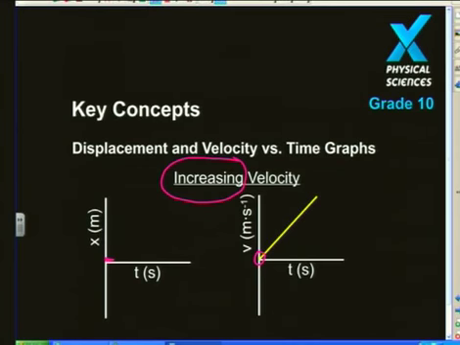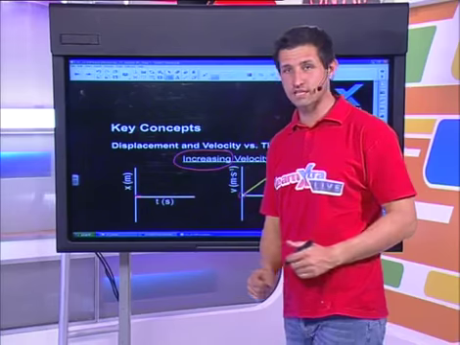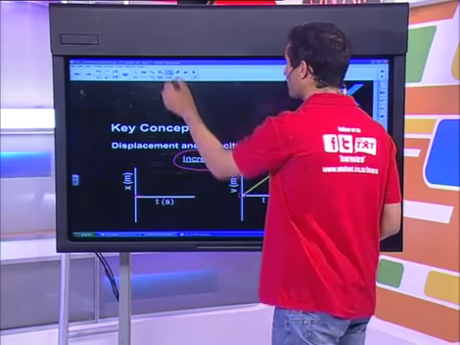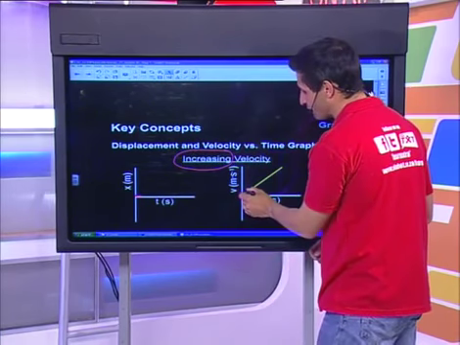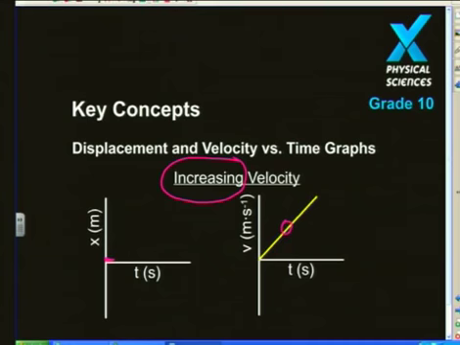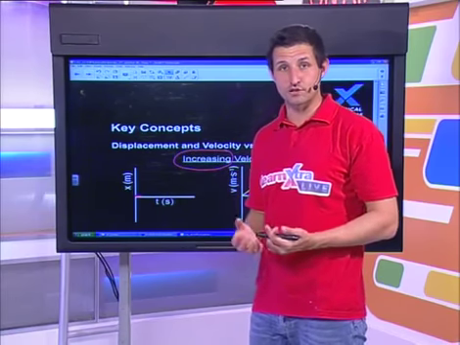What does a 0 gradient mean? That means a flat line. Ladies and gents, take a look at that. That is a flat line. There is no gradient. Now, as I move my v versus t upwards, can you see that the velocity is going up? The velocity is increasing. Therefore, on my x versus t, my gradient should be increasing.